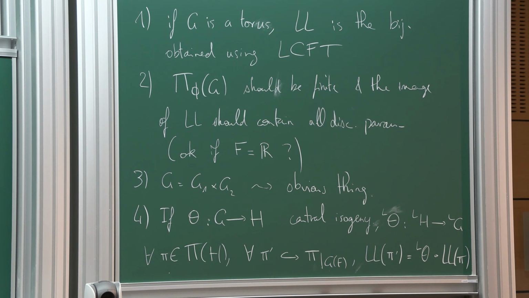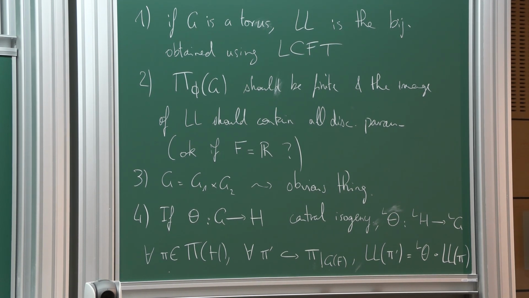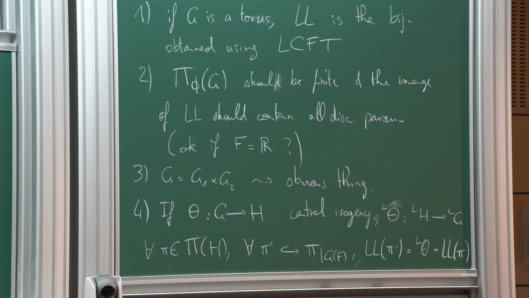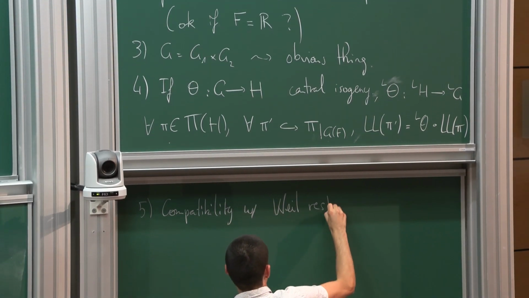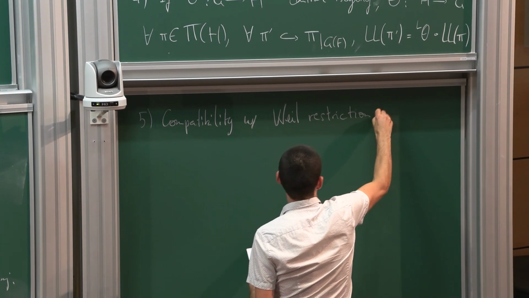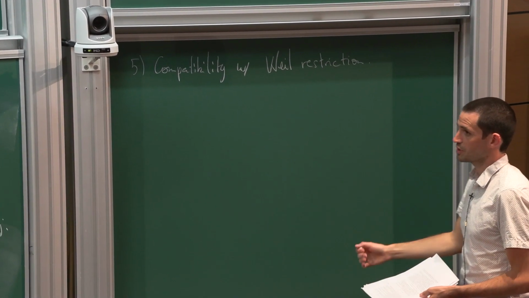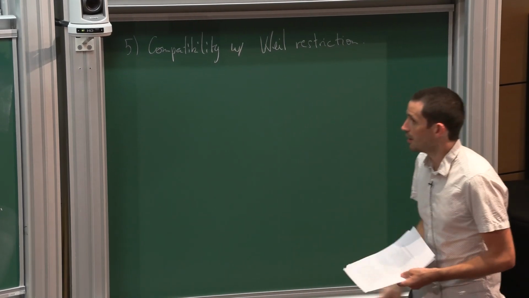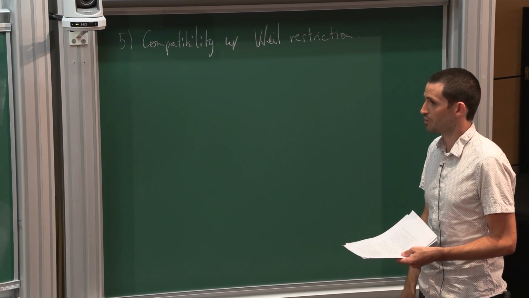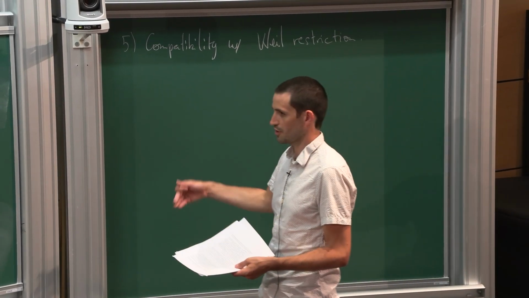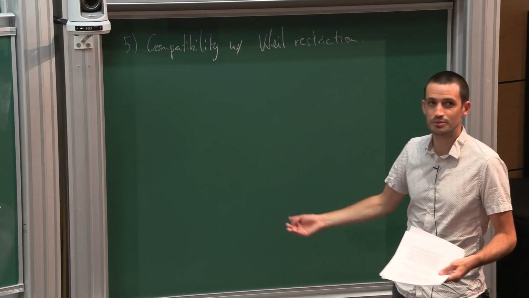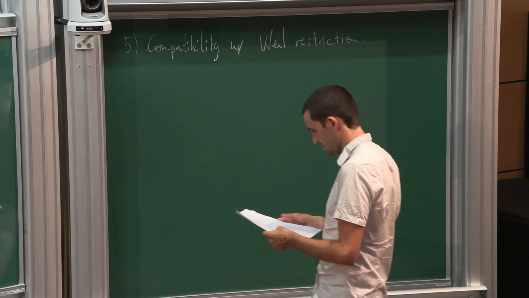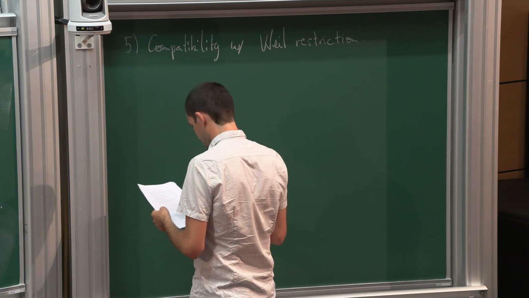Okay, so we should have a compatibility with the Weil restriction. I'm not giving details here, but when you form the Weil restriction for some group over an extension E of F, the points over E of the original group and the points over F of the Weil restriction are the same. So you should have the same thing, and you can check that the formalism works on the dual side, and this should be compatible.